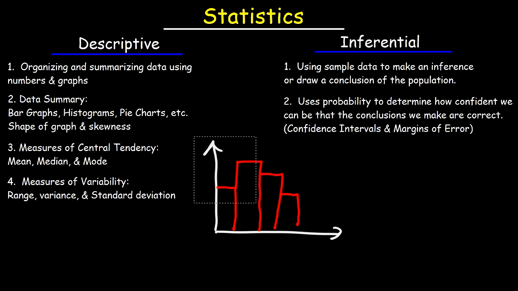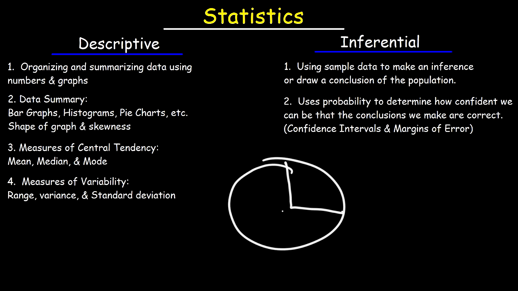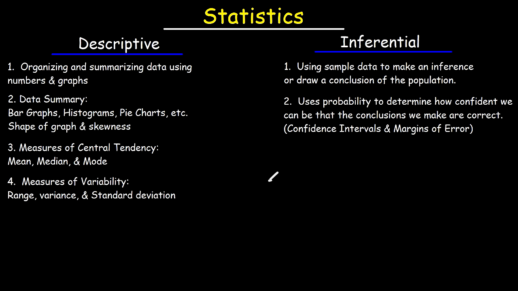You can also organize your data into a pie chart. And this is very useful if you want to break it down into categories based on percentages. Now there's other graphs too. You can organize it using a line graph. You can also use tables to organize your data. You could use a frequency table, a frequency distribution table, and there's a lot of different ways of organizing it. And so that falls under descriptive statistics.